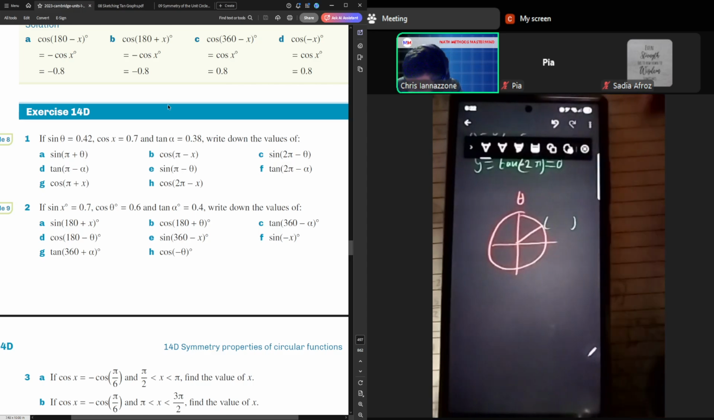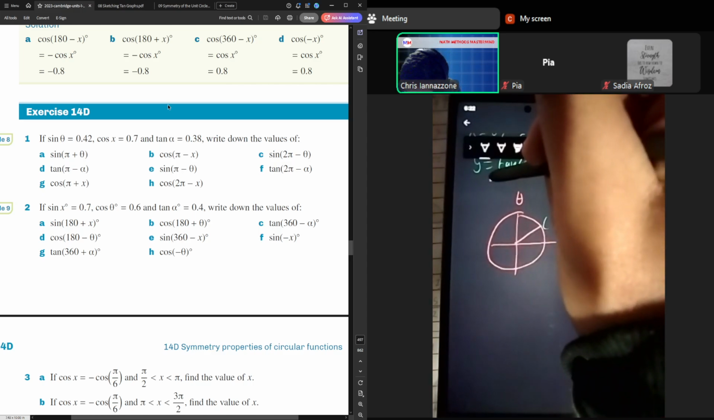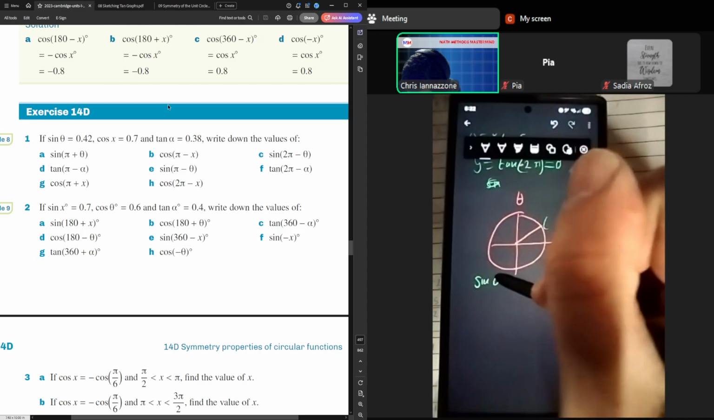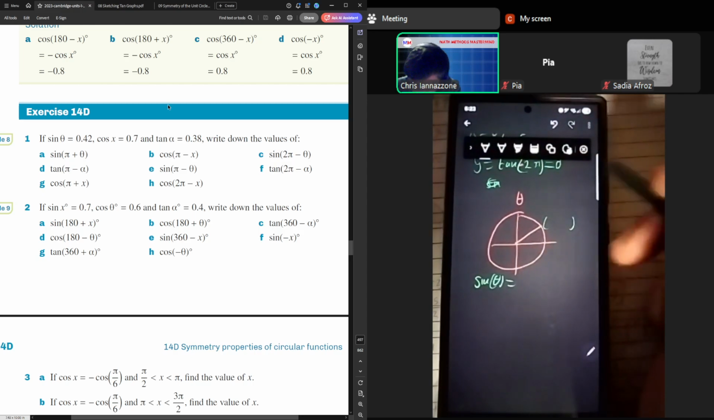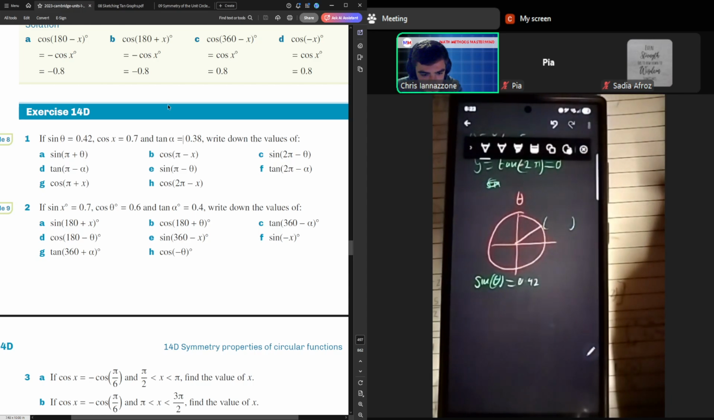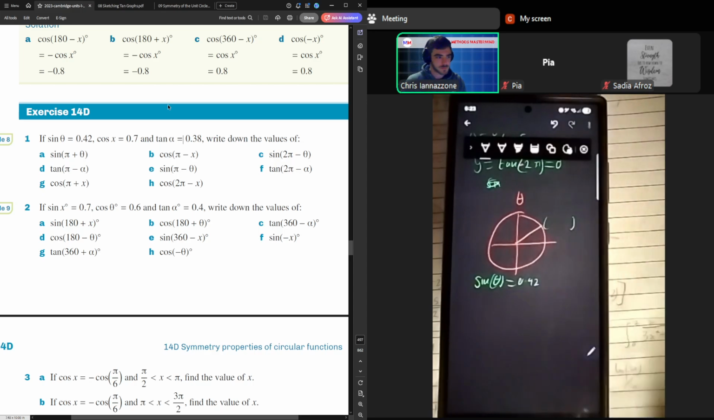Oh, sure, you write it down actually. We've got sine, let's put it down here. Sine theta is 0.42. What would my reference angle coordinate look like?